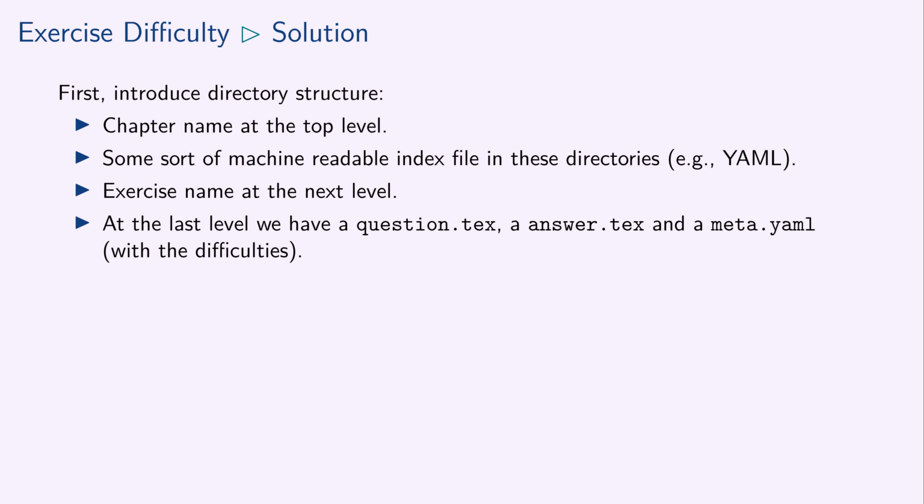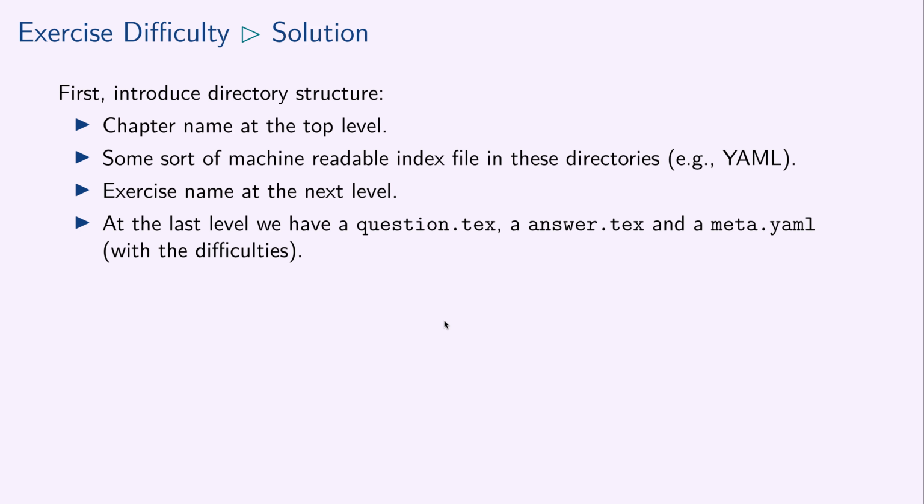Beneath that, we have two things. First, we have a machine readable index file, and I'm using YAML, it could be JSON, that essentially tells us the order of the other files in that directory. So the other files underneath the chapter level. And these other files are directories, one for each exercise. So that index file essentially tells us the order of the exercises.